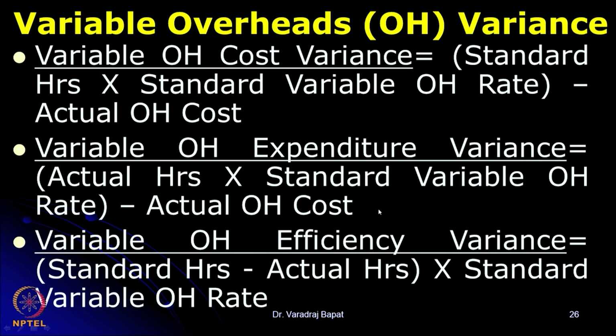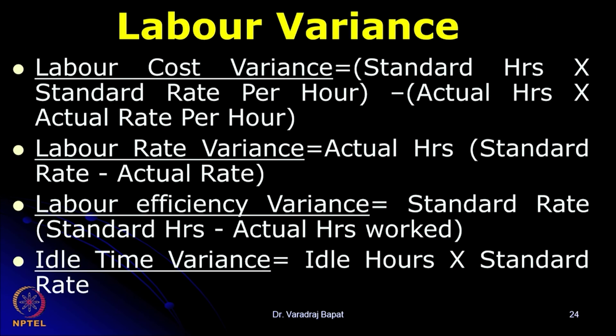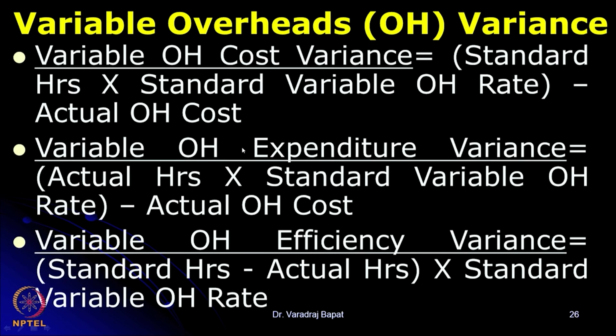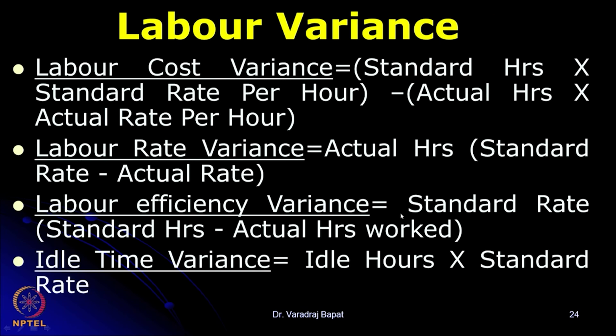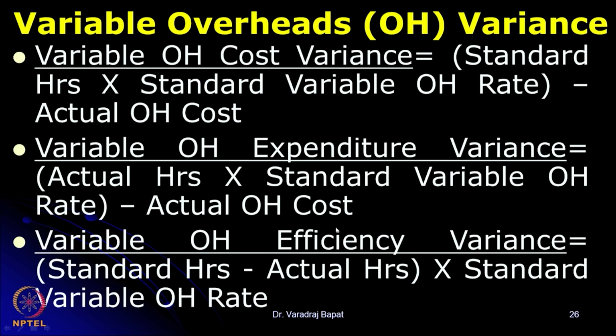Then variable overhead efficiency variance. Now this variance is caused because of efficiency related issues. So it is a comparison of standard hours minus actual hours into standard variable overhead rates. Now if you are getting boggled down, just compare it with the labor variances because they are more or less the same. Instead of labor cost, there we have variable overheads. Labor rate corresponds to variable overhead expenditure, and labor efficiency has a similar one in variable overhead efficiency.